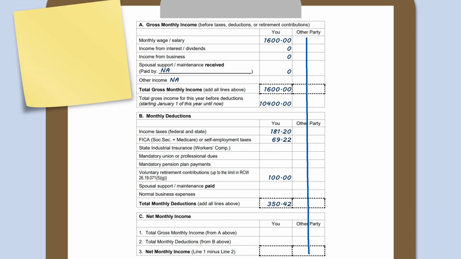To calculate your net income, we will take your gross income and subtract your deductions. Remember those boxes I pointed out earlier with the bold dotted outlines? Now note that the label here says total gross monthly income. There is an additional clue that says from A above.